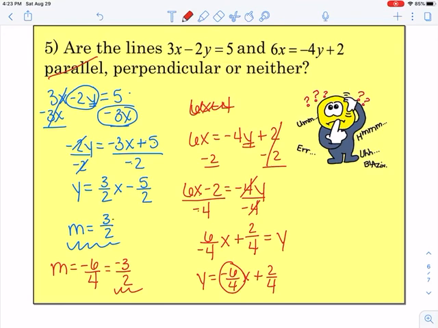I have 3 over 2. The flip of that would mean that I'd have to have 2 over 3, and I don't have that either, so they are not perpendicular. So in this case, they are neither. Okay, they don't have equal slopes and they don't have negative reciprocal slopes.